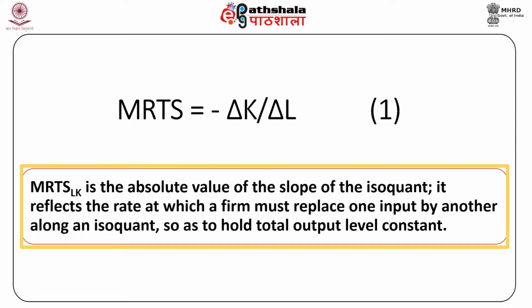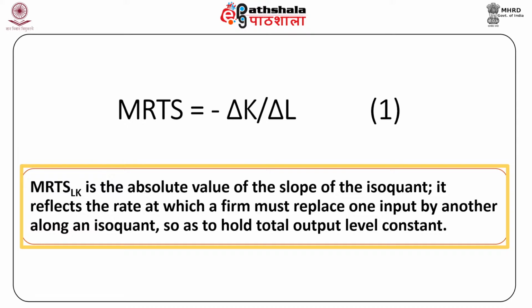Suppose we begin from the top left of an isoquant where capital is plentiful relative to labor and move downwards, reducing the capital by 1 unit and substituting it with 0.5 units of labor to hold the output constant. At this point, MRTS equals 1 by 0.5, which equals 2.